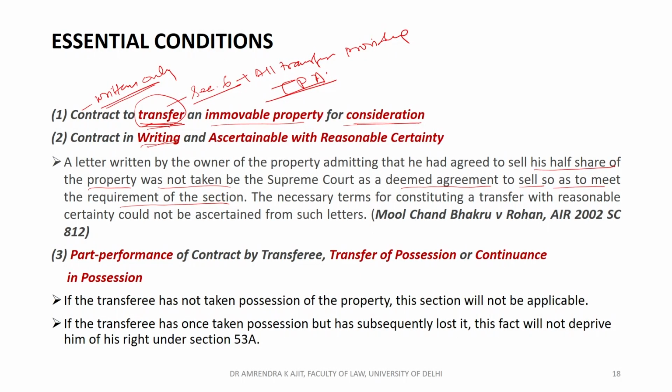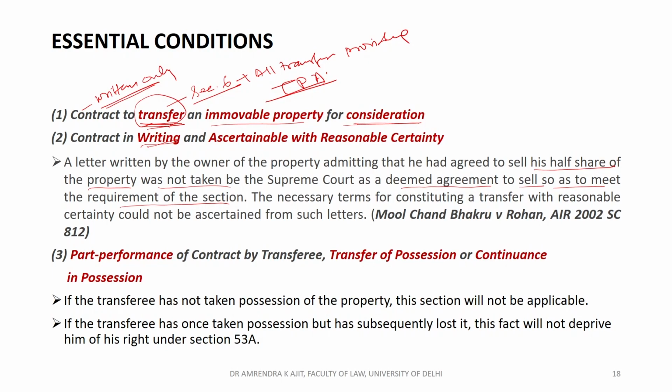positive act. So, here it has been said that if a transferee has not taken possession of the property, this section will not be applicable. That means the property must be within the possession of the transferee. It is also a sine qua non condition. That is, without that condition, this section will not survive. Okay. So, possession must be with the transferee. Then second is, if the transferee has not taken possession, but has subsequently lost it, okay, this fact will not deprive him of his right under section 53A.